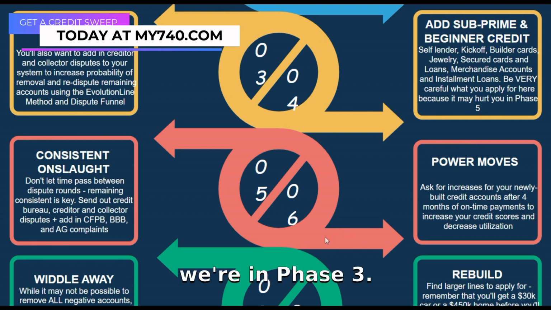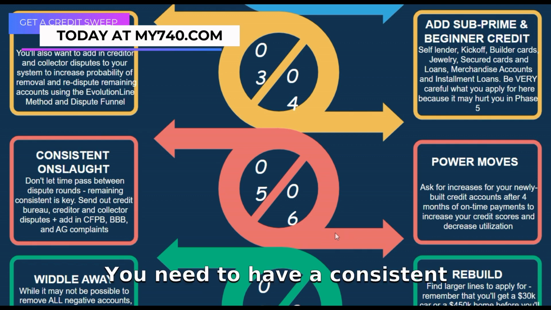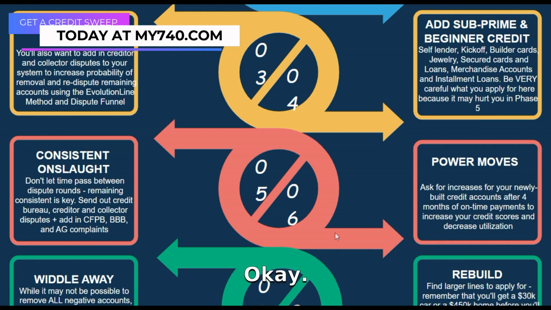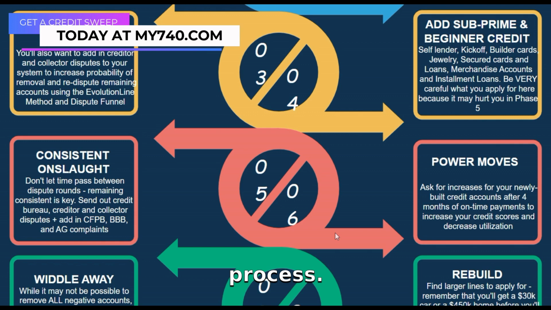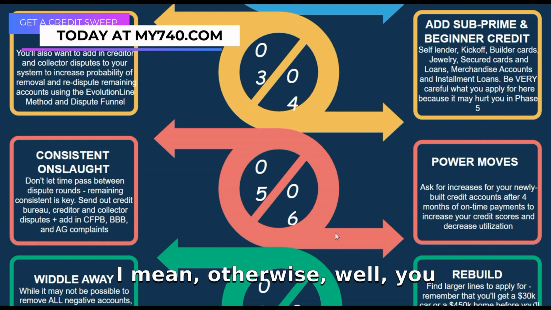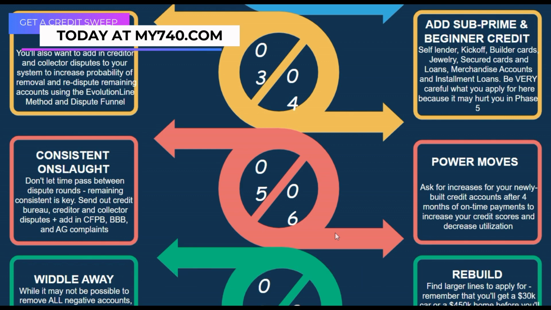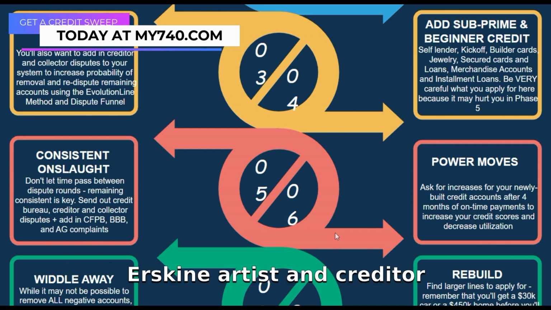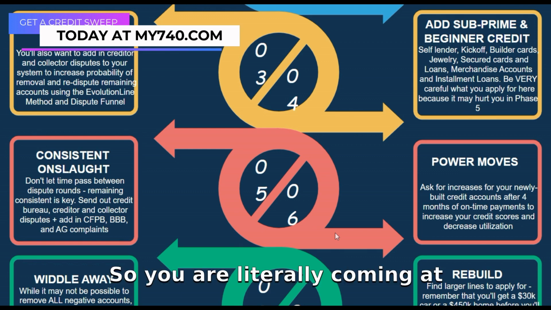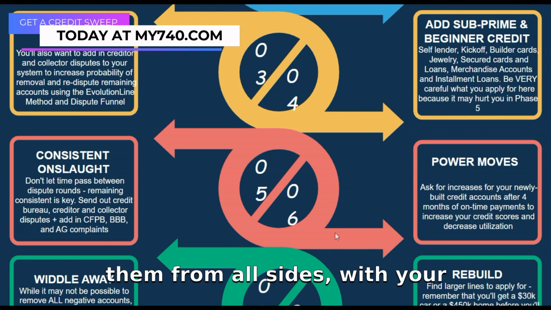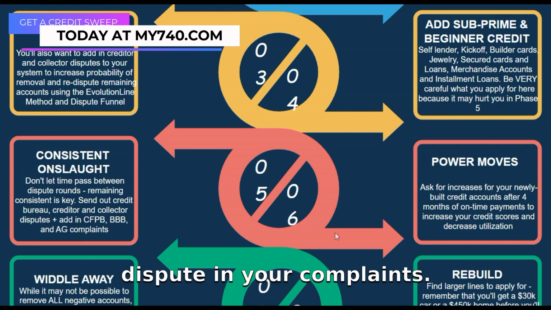Now, we're in phase 3. You need to have a consistent onslaught, okay? Don't let time pass between dispute rounds. This is terrible for your process, okay? Remaining consistent is key. I mean, otherwise, well, you know what? You might be starting over from the beginning. So you want to send out creditor, bureau, creditor, bureau, collector, add in CFPB, BBB, and AG complaints. So you are literally coming at them from all sides with your disputes and your complaints, okay?